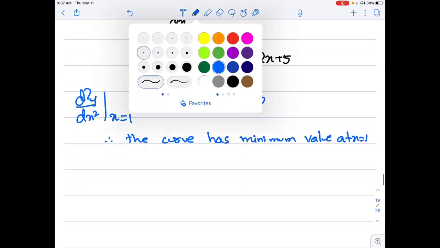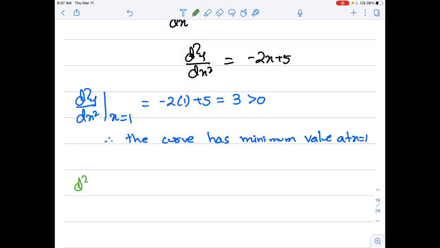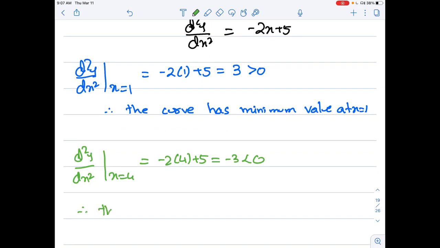Now I have another value of x also, which is 4. It becomes minus 2 times 4 plus 5, which is equal to negative 3, which is less than 0. So what am I going to write? Therefore the curve has maximum value at x is equal to 4.